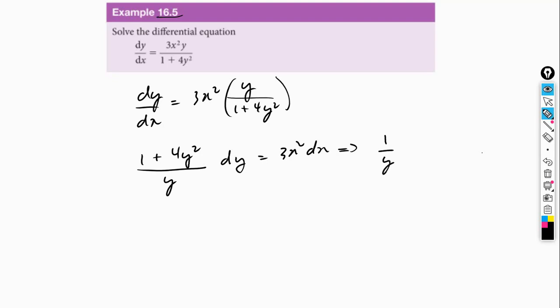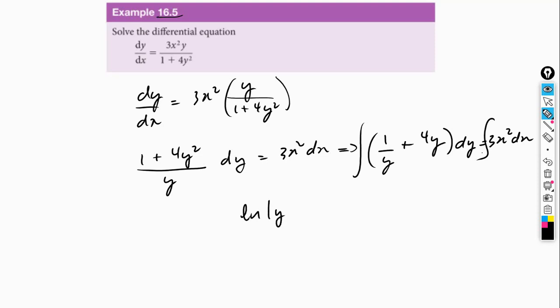And then this we can rewrite as 1 over y plus 4y dy is equal to 3x squared dx. And then we can integrate both sides. And here we're going to get the natural logarithm of the absolute value of y plus 2y squared is equal to x cubed plus c.